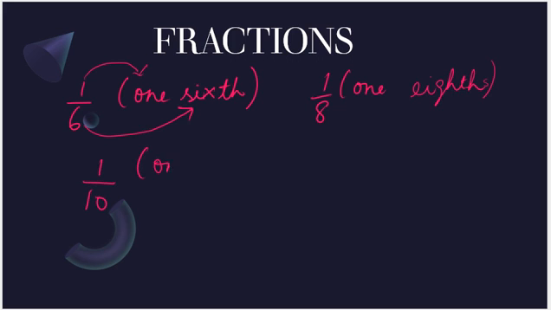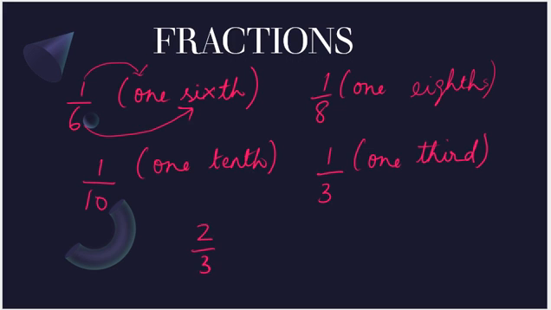How do I read this? 1/10, 1/3, 2/3. 2 as it is, 3 is read as the ordinal number of 3, 2/3.